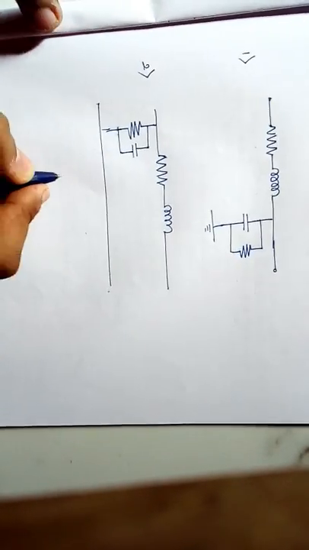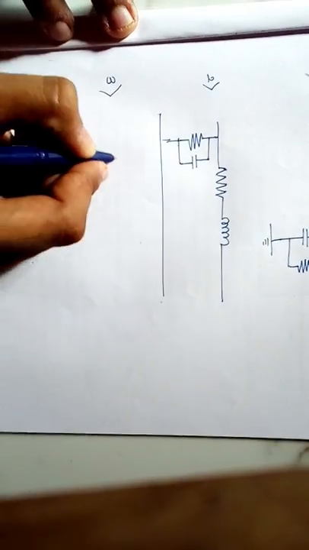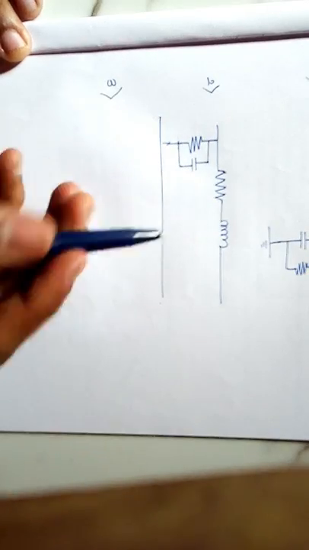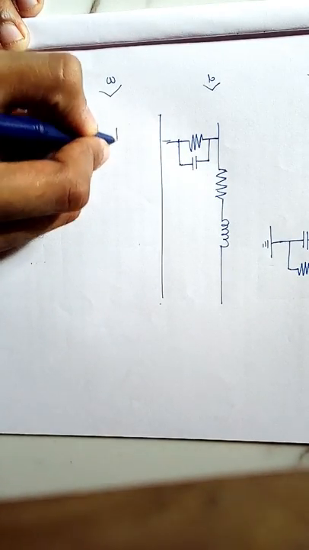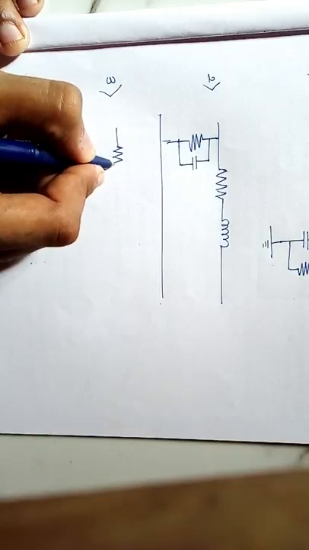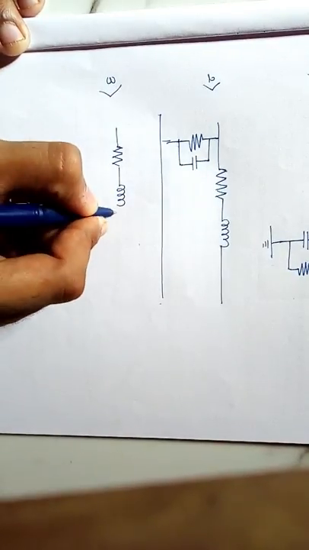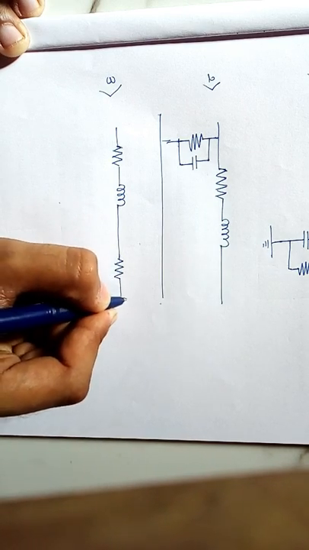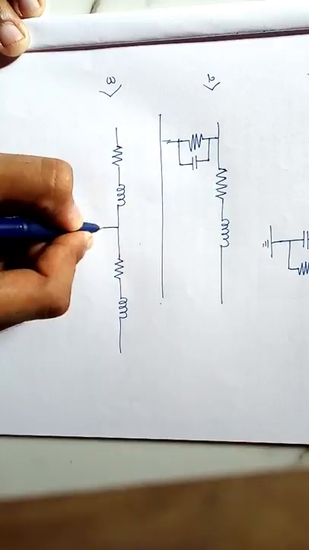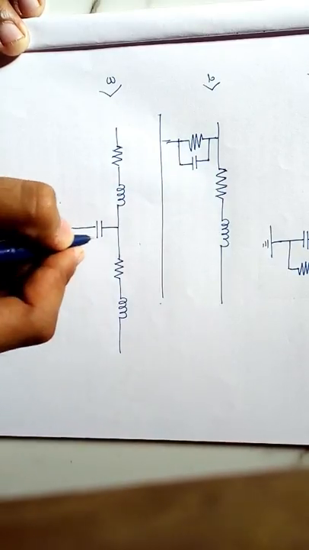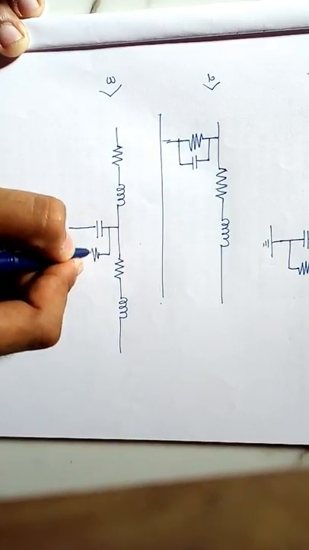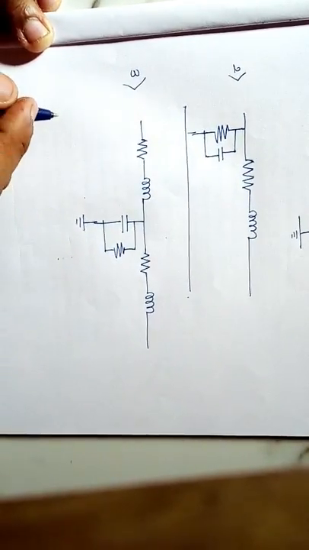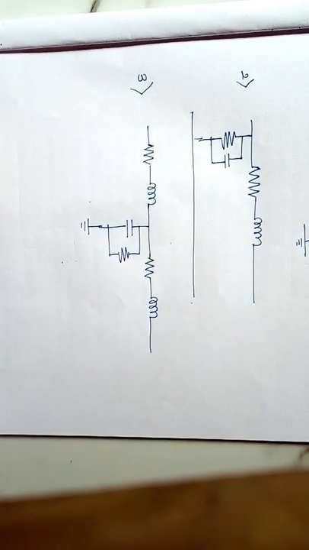Okay, in third method we can consider, like we can divide these resistance and inductors in two halves, like resistance and inductor, again a resistor and inductor, and in between we will consider this capacitance and our G parameter with respect to ground. This is the third model.